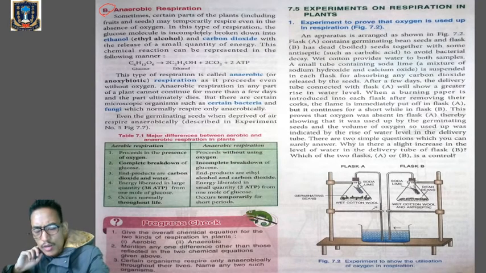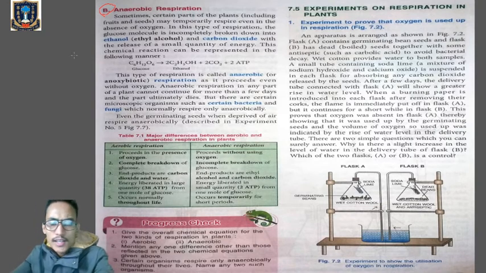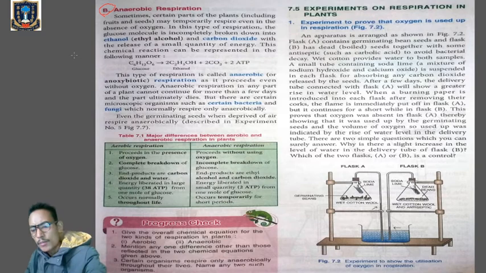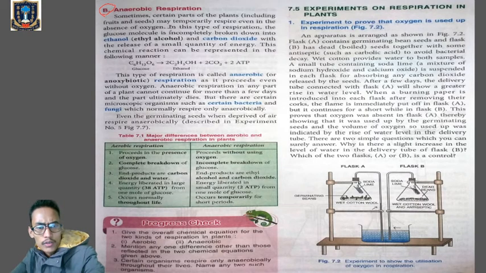Now, let's see what will be the end products in case of anaerobic respiration. Like in case of aerobic respiration, we have end products like water, carbon dioxide, and energy. So what will be the end products in case of anaerobic respiration, that means respiration which takes place in the absence of oxygen? In this type of respiration, there will be incomplete oxidation of glucose.